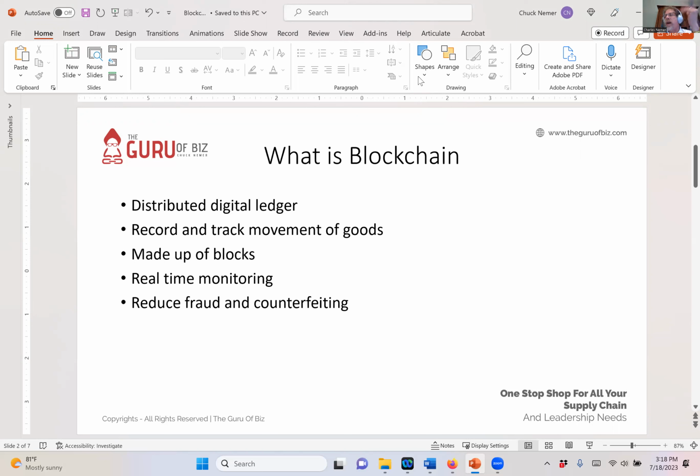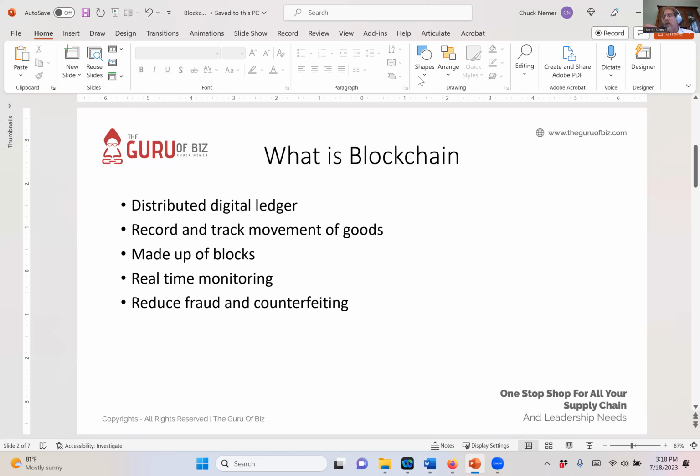So in supply chain management, for example, we can use it to record and track movement of goods and services from point of origin to point of consumption. Those transactions are recorded as a block in the blockchain, and these blocks are connected in a chain-like structure, creating an insurmountable record of all transactions.